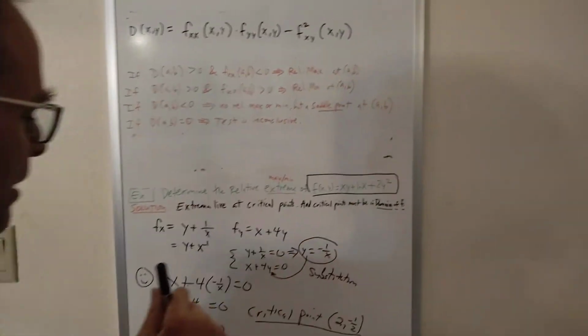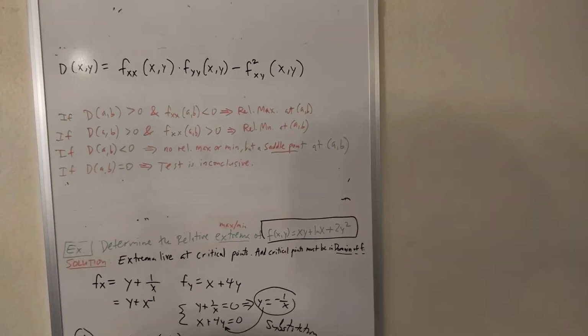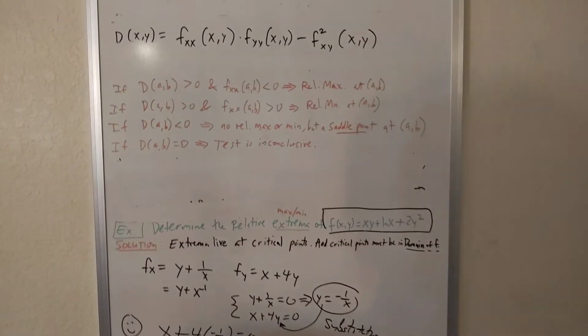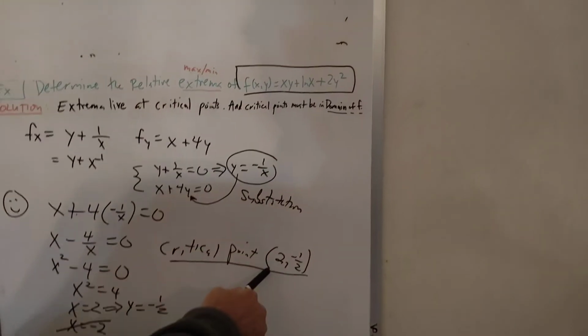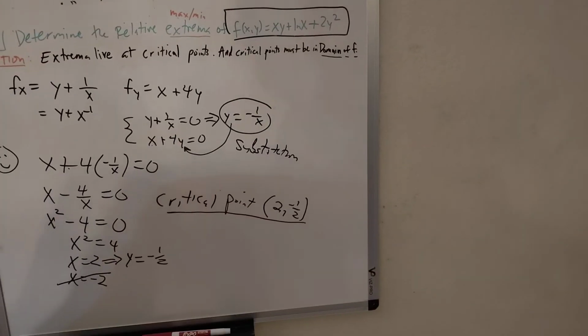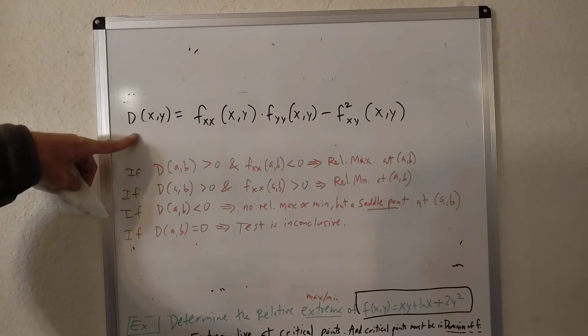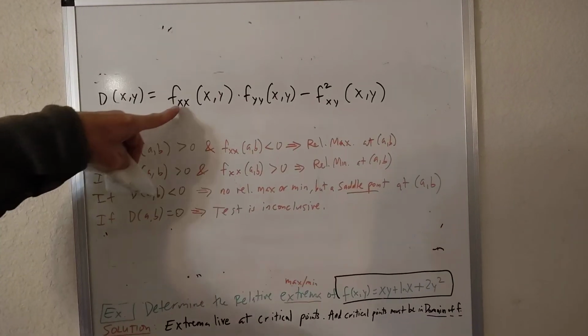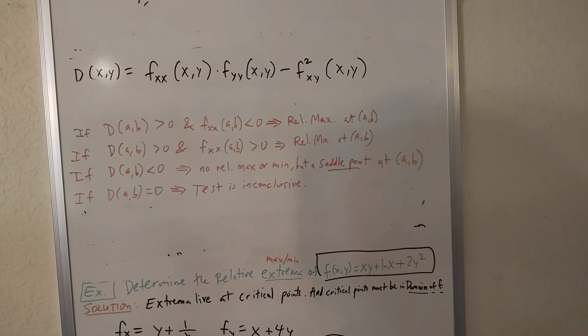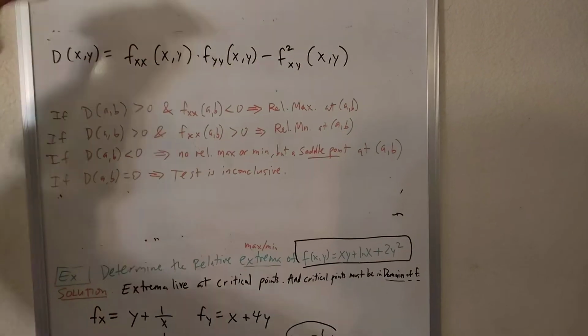All right, so now that we have our critical points, what do we want to do next? We know that we only have one critical point. So we want to input that into the second derivative test. But before we do that, we have to find now the second order partial derivatives. So let's do that up here.